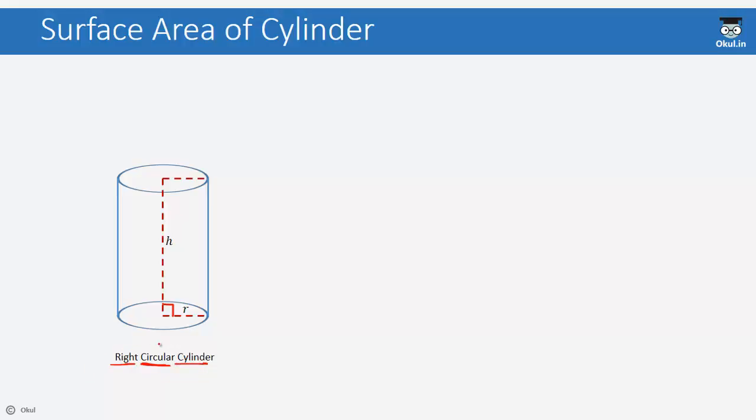Now we should also see what a normal cylinder looks like, that is, which is not a right circular cylinder but a normal cylinder. So this is what a normal cylinder looks like, and the basic difference between them is that the angle between the base and the height of the cylinder is not equal to 90 degrees. So this is what a normal cylinder looks like.